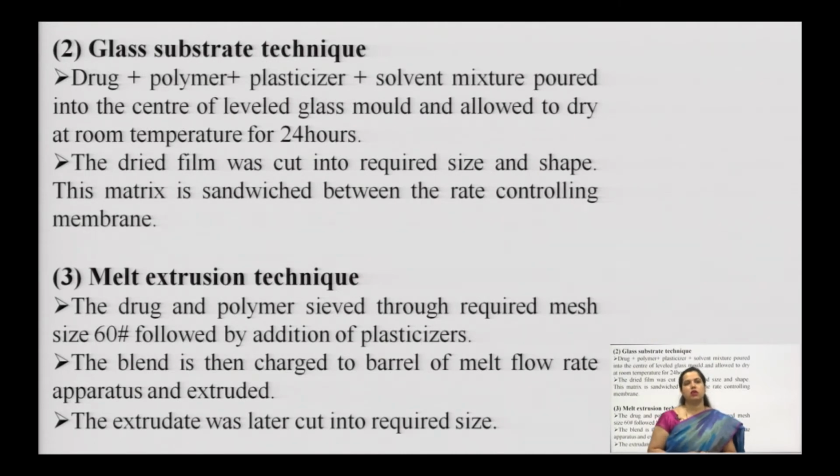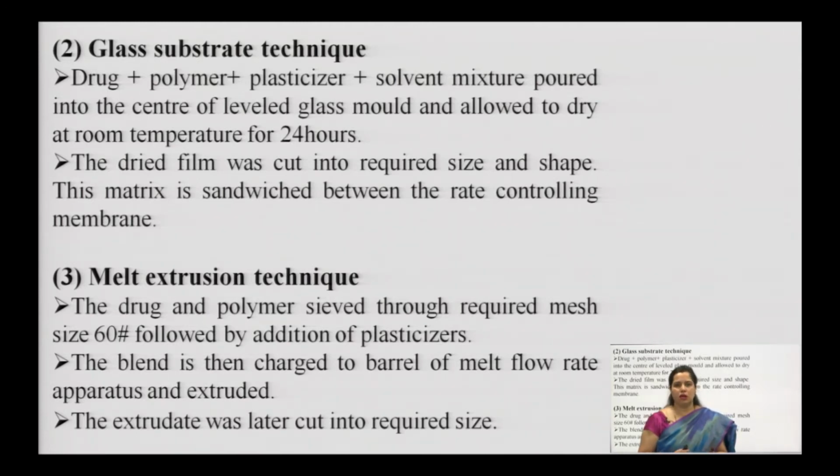The next method is the glass substrate technique. In this, drug, polymer, plasticizer, and solvent are mixed. As I told you in the last session, a variety of components can be used to make Ocuserts, like plasticizer, antioxidant, preservative, polymer, and drug content. These are all the mandatory components to make an ocular insert. So, this is how we make Ocusert using all these ingredients along with the active component.